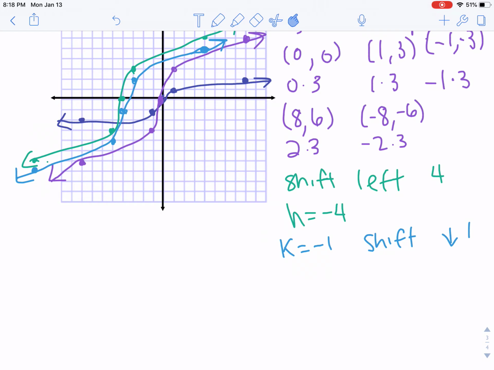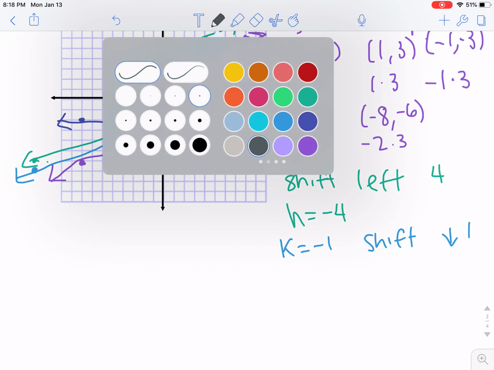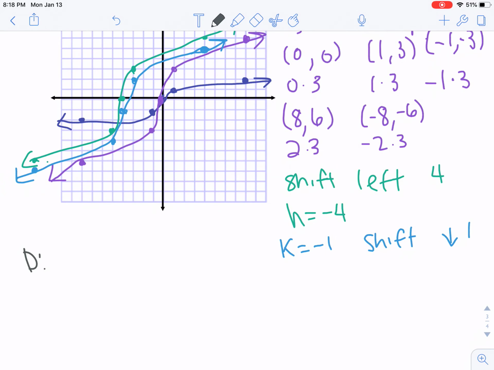However you want to do that, that's up to you. I honestly think it's easiest to do the A and put that one on there and then shift left and right and up and down in the same step. But that's honestly up to you. Last thing I want to do is domain and range. So my domain, if I go from left to right, I've got arrows on both sides. So it's going from negative infinity to positive infinity. And for the range, again, arrows going both ways. So negative infinity to positive infinity.